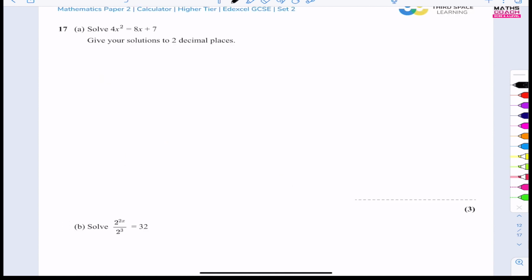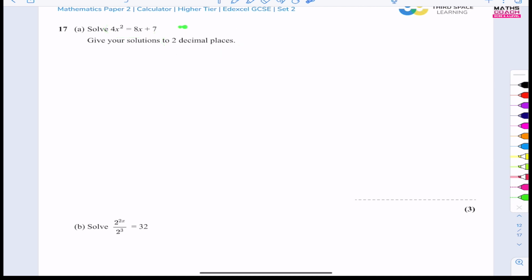Question 17. Solve 4x squared is equal to 8x plus 7. Give your solutions to 2 decimal places. Now this indicates to me that you will be using a calculator. Of course, it's a calculator paper. Therefore, if you're dealing with a quadratic, you're going to be using the quadratic formula.